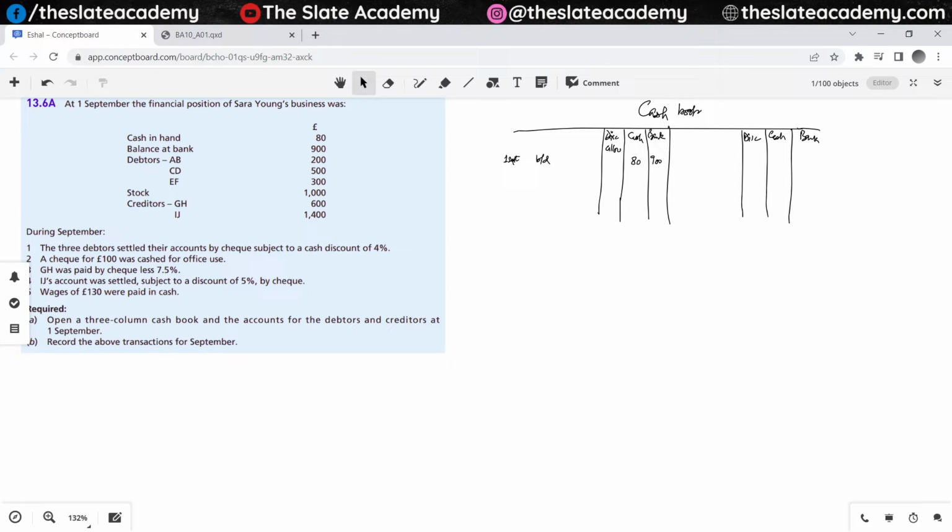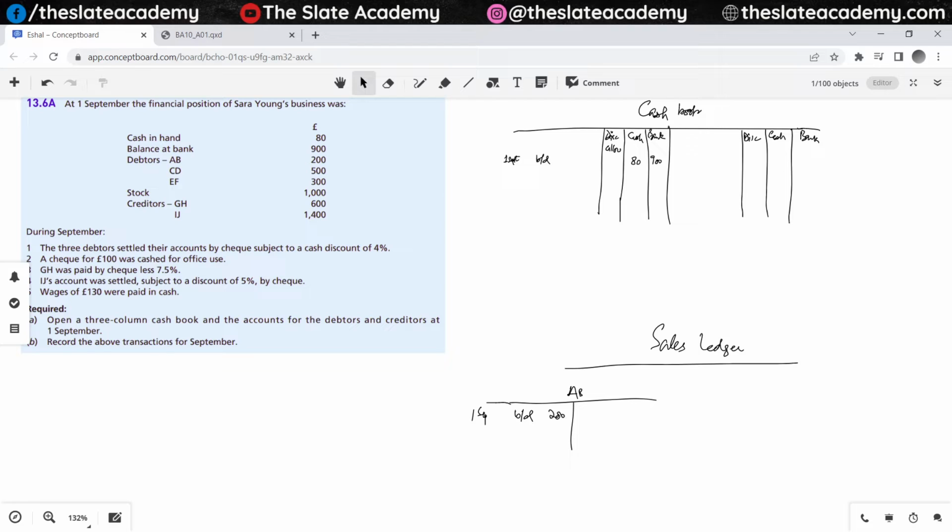Now let me draw the sales ledger. So below it over here, would it be visible? It should be. In the sales ledger, I will have multiple T accounts. The first T account that I'll have will be for AB. For AB, brought down is how much? 200. So 200 is receivable from AB. This is the brought down balance, and this would be on 1st September.